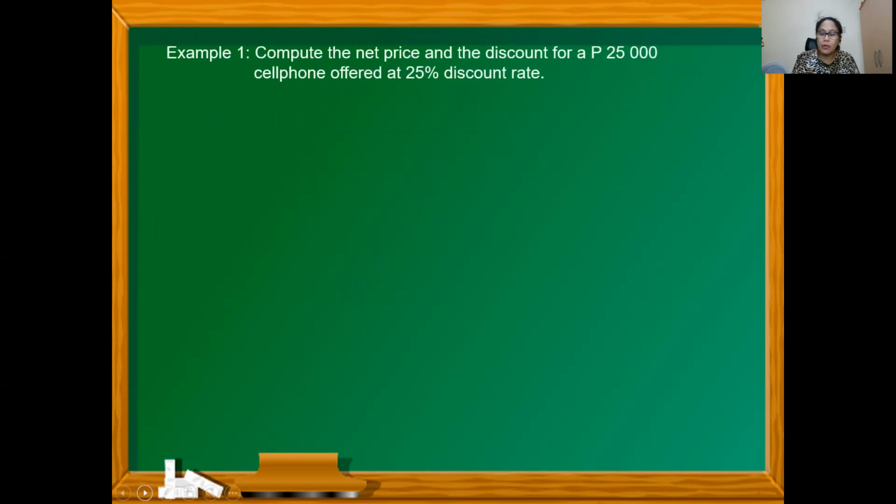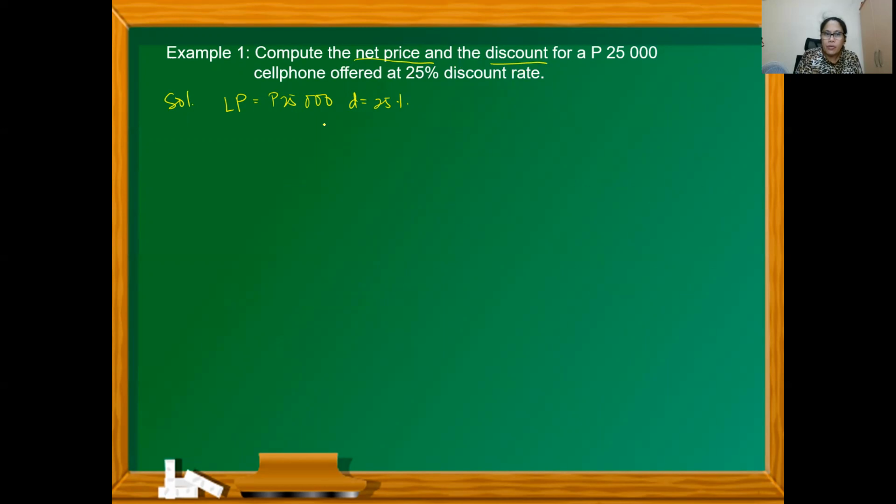Working on these example exercises, for number 1, we're asked to compute the net price and the discount for a 25,000 peso cell phone offered at a 25% discount rate. So here we are aware that the list price of the cell phone is 25,000 pesos, while the discount rate is 25%. And we are asked to solve for the net price as well as the discount.